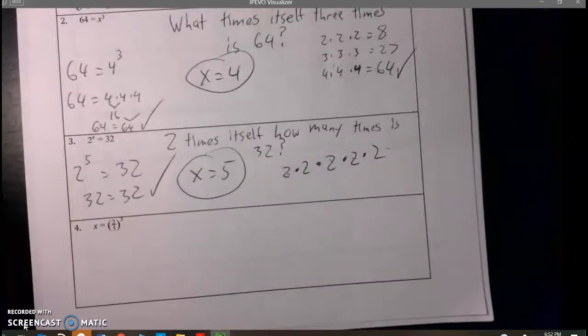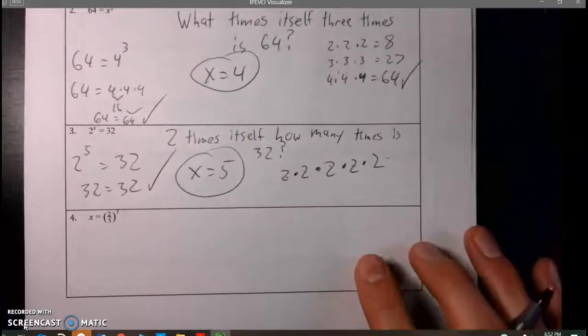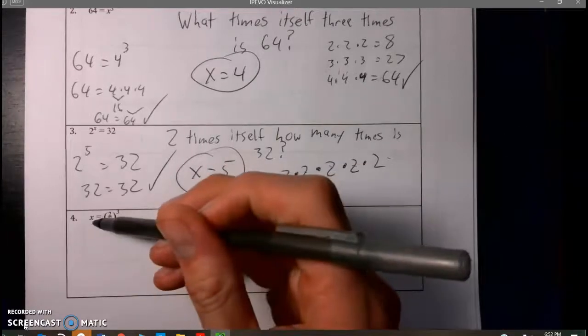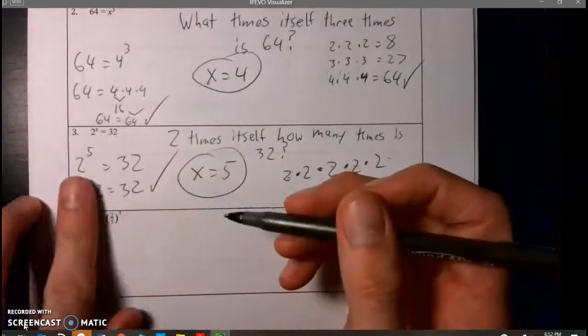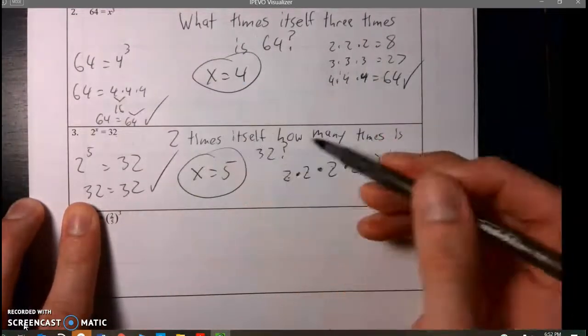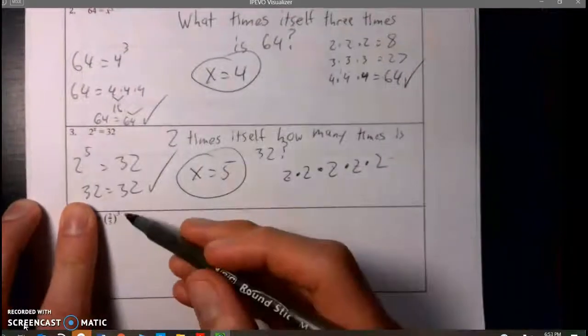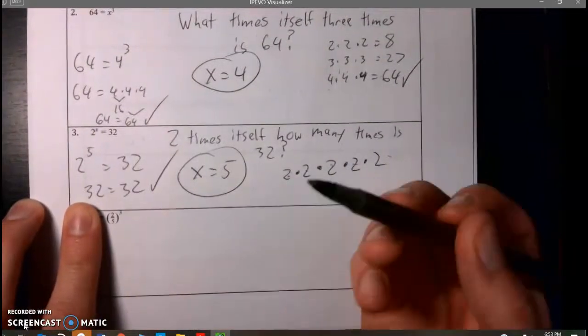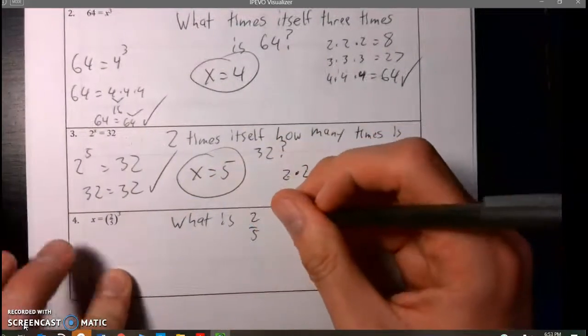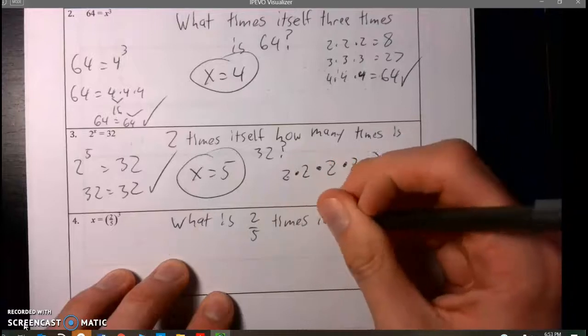All right. Now, number 4, this one you don't even really need to write a sentence, because the nice thing about number 4 is that x is already isolated, meaning that x is on its own side of the equal sign totally alone. So we don't have to do any kind of mental gymnastics of thinking about the situation that much in depth, because we just have to do this work. So like, what is 2 to the 5th times itself 3 times?